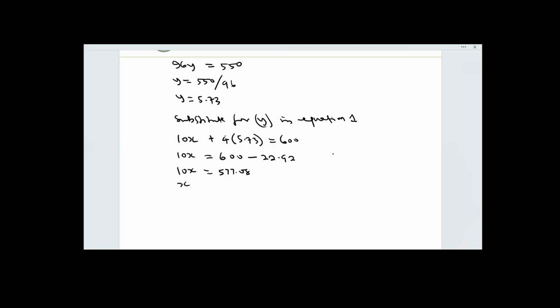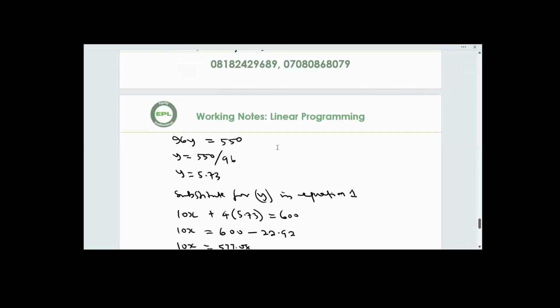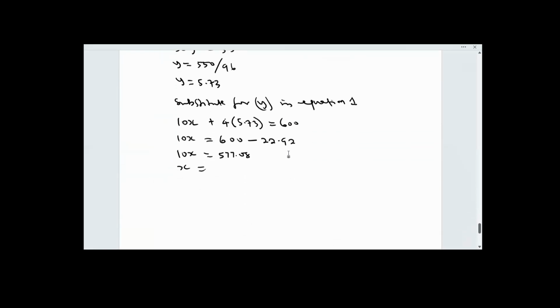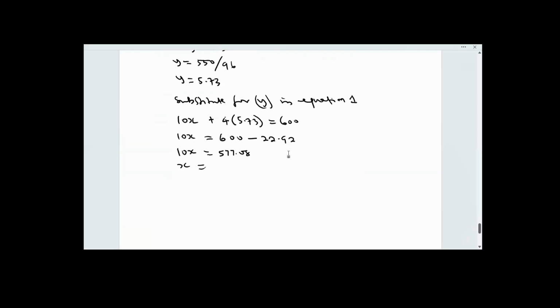Hello, sir. The equation 1, is it 600 or 100? It should be 100, sir. Oh, it's true. Thank you. No problem. So I'll come here, of course, it was supposed to be 100. So 100 minus 22.92 will be 77.08. Thank you.